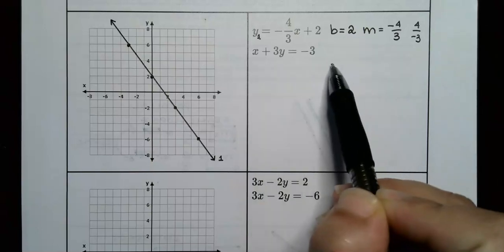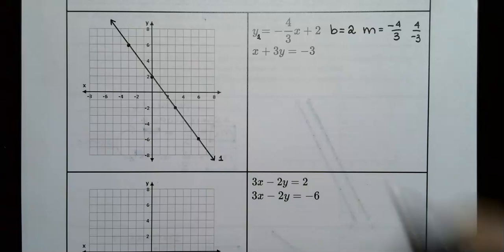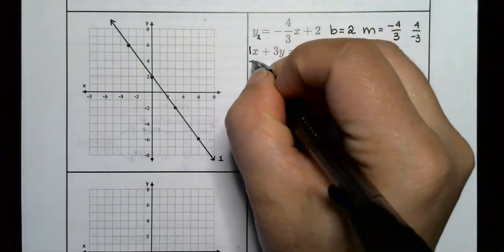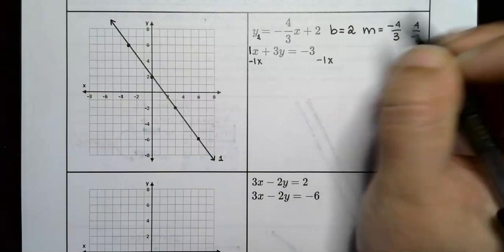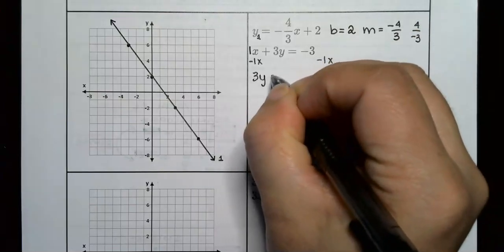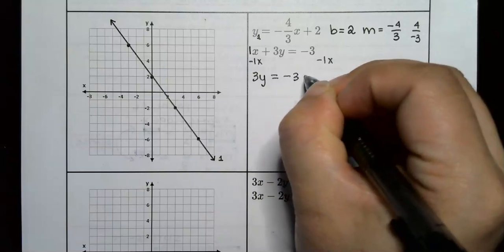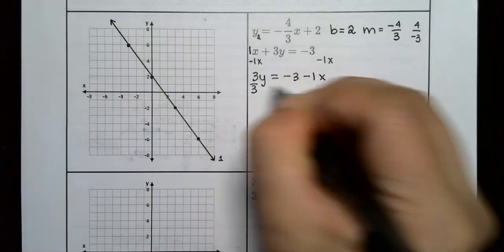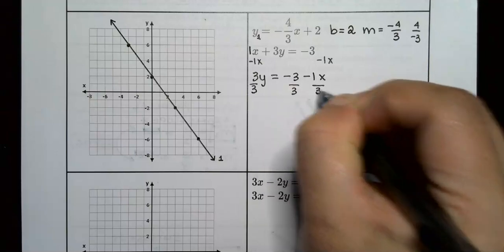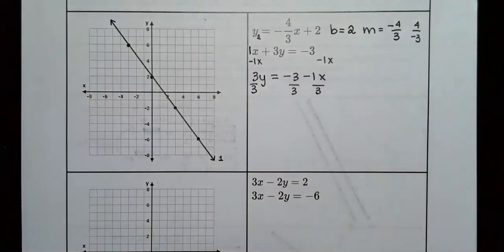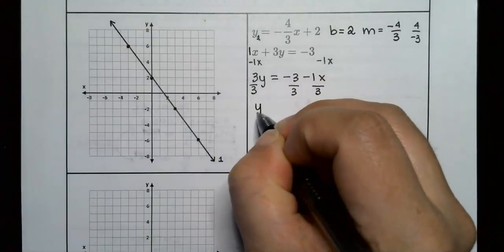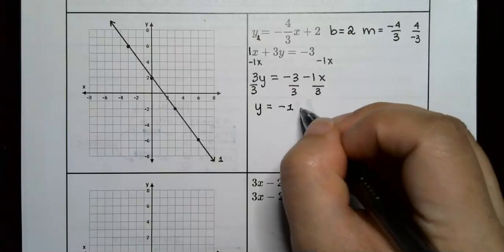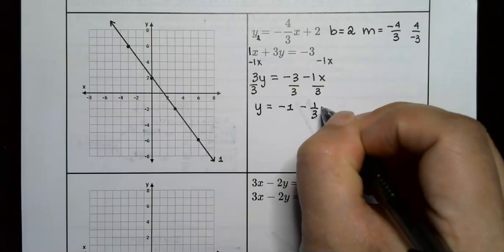This one is not ready for us to graph because it is in standard form. So I am going to ask you to put a 1 here as a placeholder so we can then subtract 1x. So we're going to subtract 1x from both sides. That's going to give us 3y is equal to negative 3 minus 1x. From here, we're going to divide by 3. Please don't forget to simplify your fractions and to pay attention to those negatives. So this becomes y is equal to negative 1, and since we cannot reduce a negative 1 over 3, let's just leave it as a minus 1/3 x.